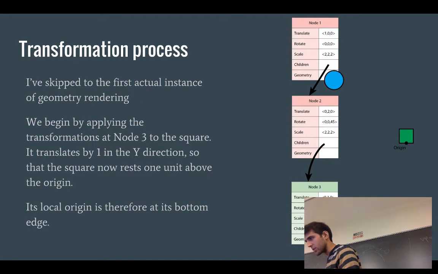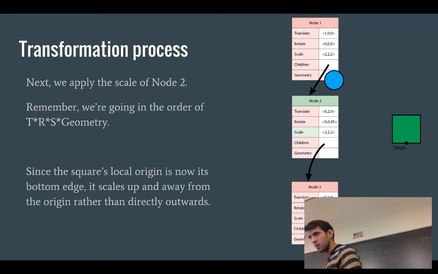Okay, so he was doing translation first and then going to scale. Remember, we're going in order of TRS geometry. So, who has taken a graphics class can tell me how you represent a translation, a rotation, or a scale in a matrix? There's a couple of you in this room, and you better know this. Ellen, Carolina, Davin. Okay, one of you.